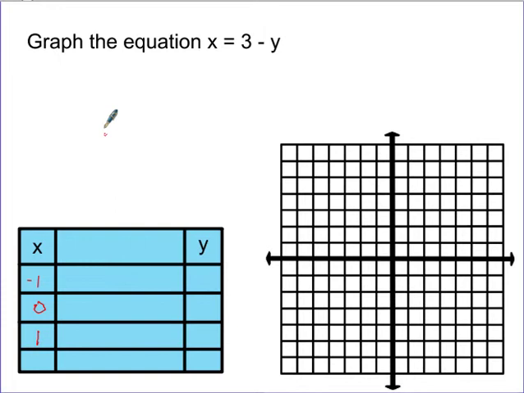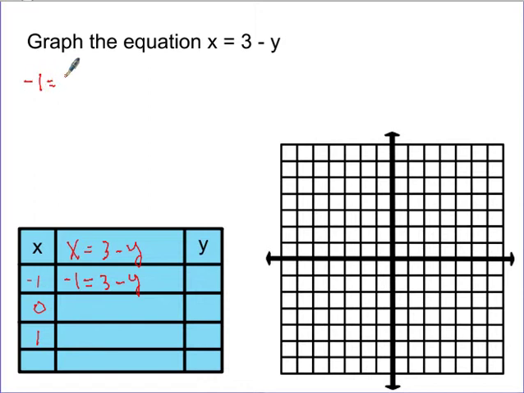Find 3 solutions and graph those 3 points, and then connect the dots from edge to edge of the graph. So let's look at a couple of examples. x equals 3 minus y, and we have a -1 in for x. -1 equals 3 minus y, and I put this one in here on purpose to give you a little reminder of how to solve equations like this.